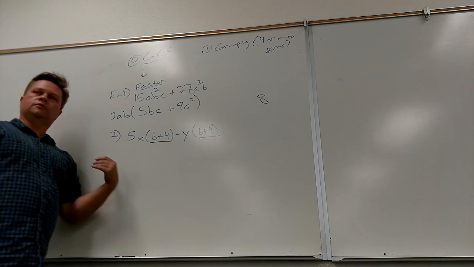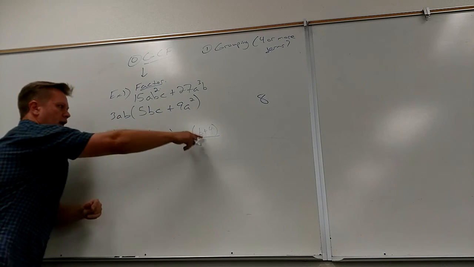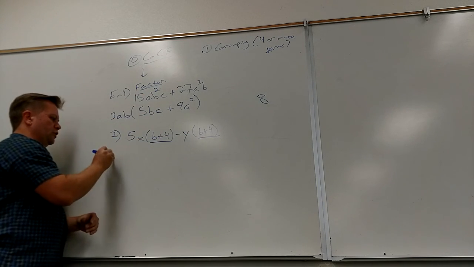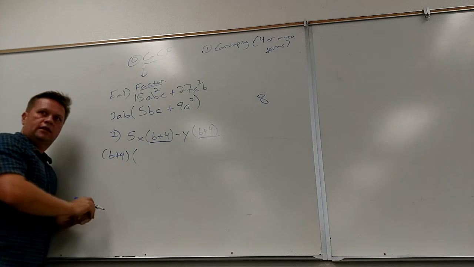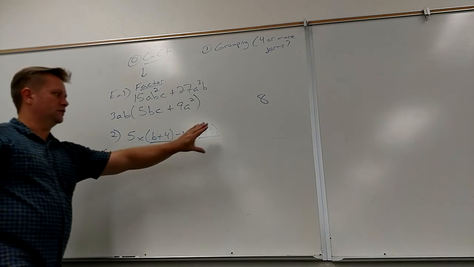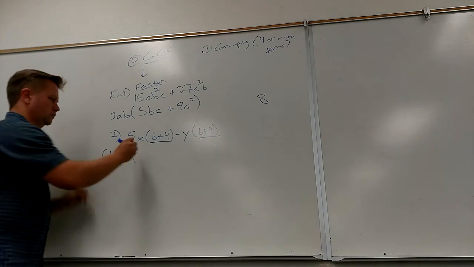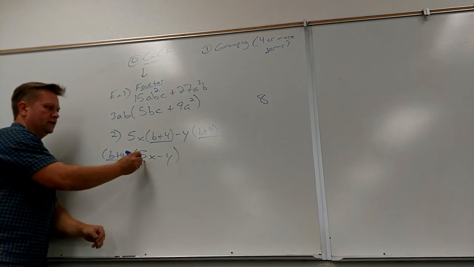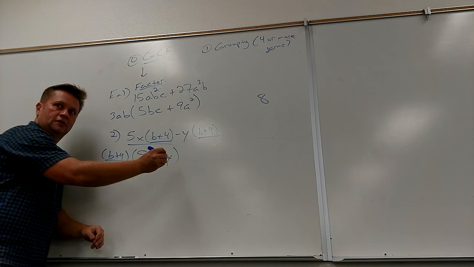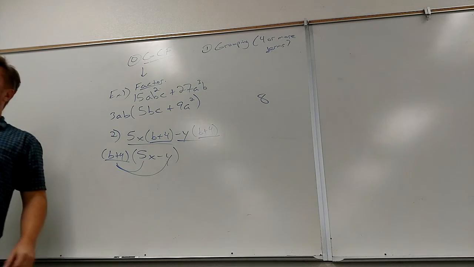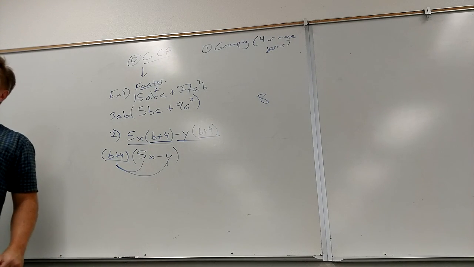So what can come out? B plus 4, because they both have it, just like these both had a 3, so you took it out. These both have a B plus 4, so you can take it out. So what's left here? 5x minus y. Let's check it. B plus 4 times 5x is here. B plus 4 times negative y is here. Check. Okay, I like it.